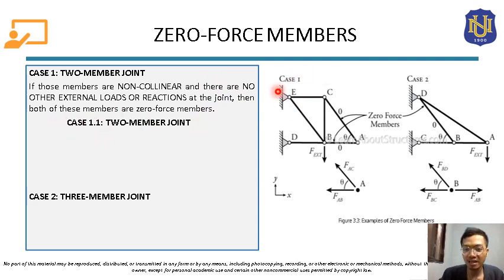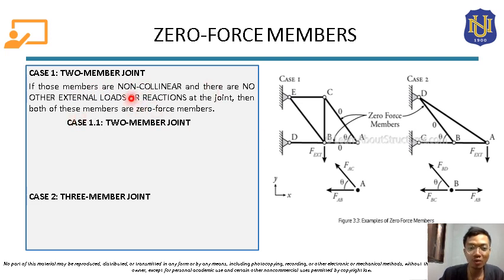So for this truss, this is the example for case 1. As we can see here, there is a joint that has 2 members attached to it. That is joint A. This joint A has attached member AC and member AB. For us to say that these members are zero-force members, it has to satisfy the conditions for case 1.